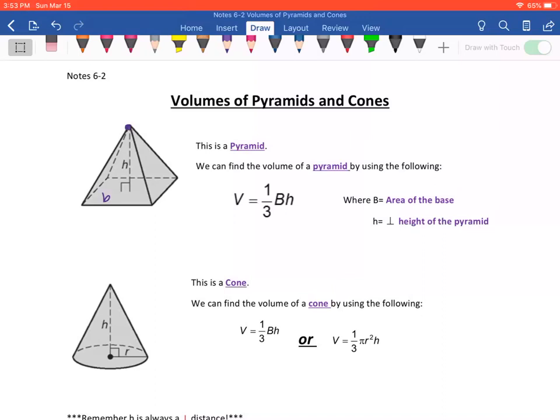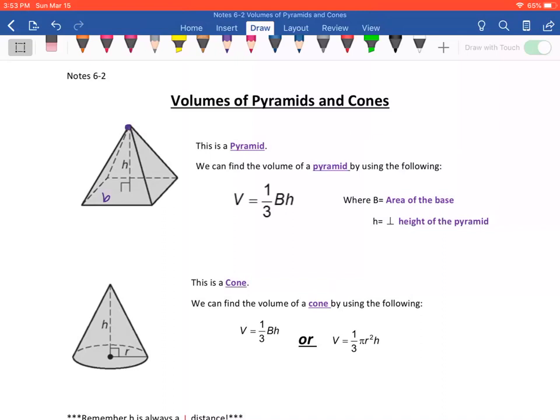Today we're going to talk about the volumes of pyramids and cones. This figure that you're looking at is a pyramid. We can find the volume of a pyramid by using the following formula. V is equal to 1/3 big B times H, where big B is equal to the area of the base, and H is the perpendicular height of the pyramid.